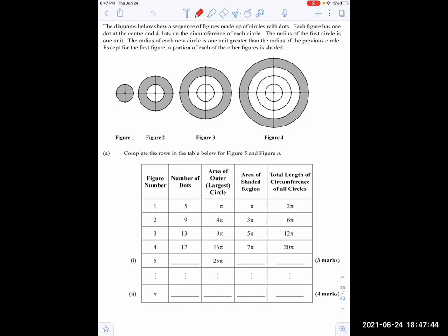Nevertheless, let me see, it's a pattern question, right? So we have to figure out the pattern. The first number is 1, and I have 5 dots. The second number is 2, and I have 9 dots. The third number is 3, and I have 13 dots.